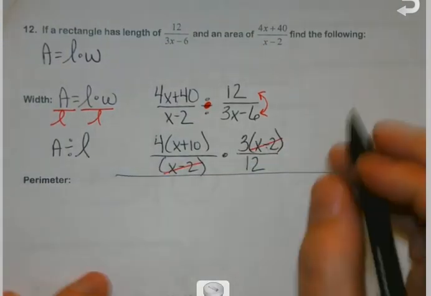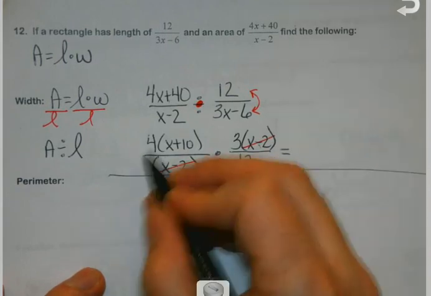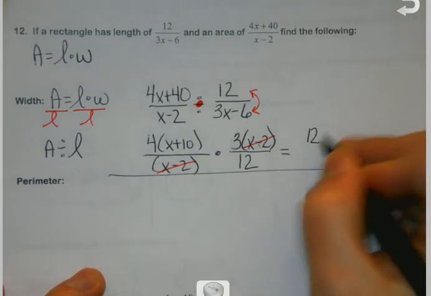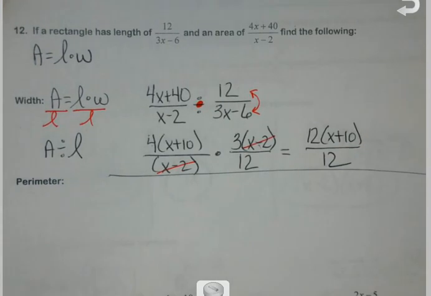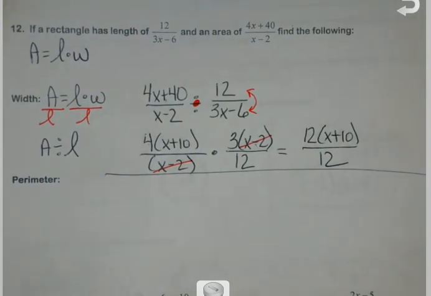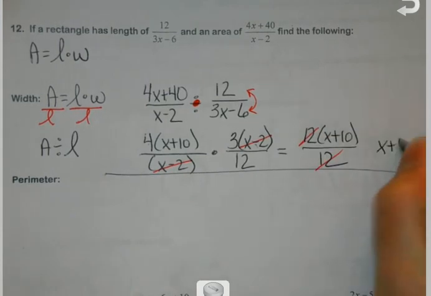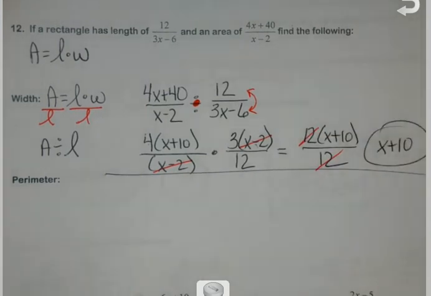Now let's see where that leaves us here. So 4 times 3, that'd be 12x plus 10 over 12. We can cancel out the 12s. They're not locked in with anything. So x plus 10 would be my width if I was trying to figure this out. But again, I'd have to look at the different pieces to see how this works.